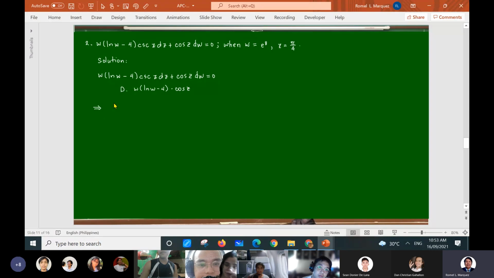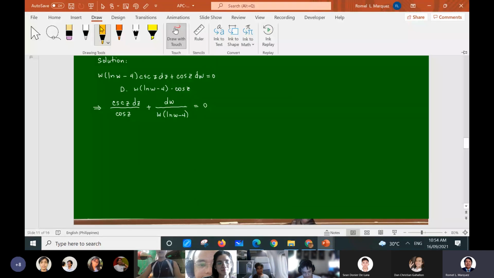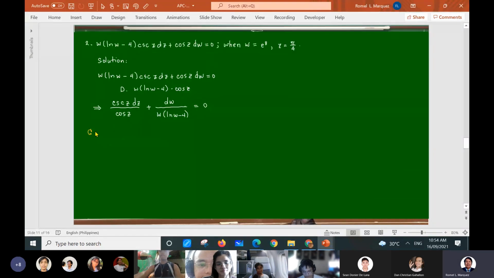Getting cosecant z dz, guys, dz over cosine z, right? Second term, dw over w ln w minus 4. That is equal to 0. So we have separated the variables already. So what's the general solution?